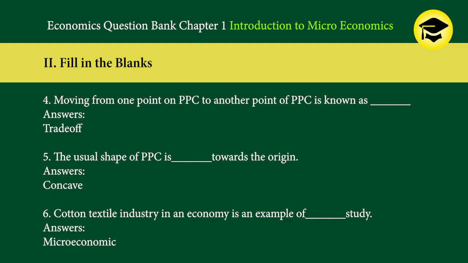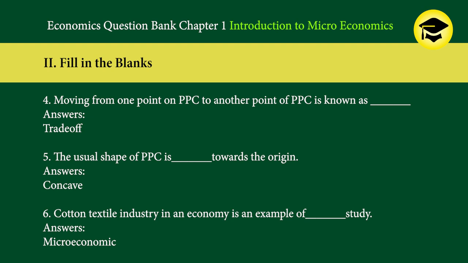4. Moving from one point on the PPC to another point on the PPC is known as blank. Answer, trade-off. 5. The usual shape of the PPC is blank towards the origin. Answer, concave.